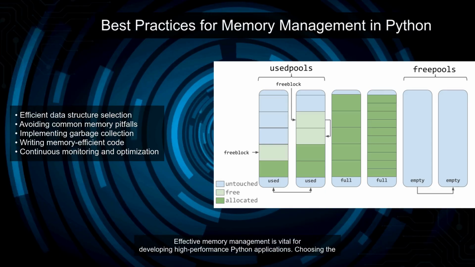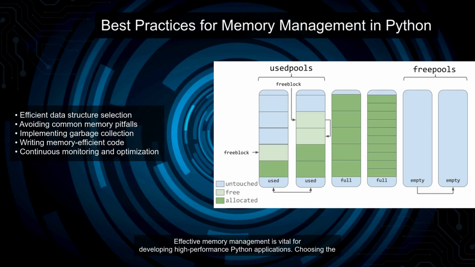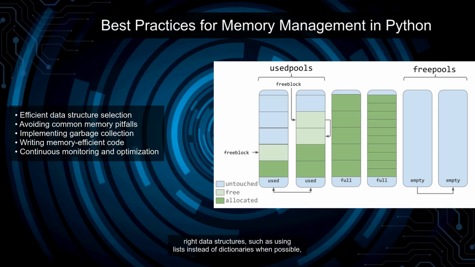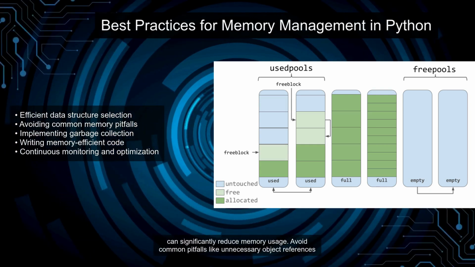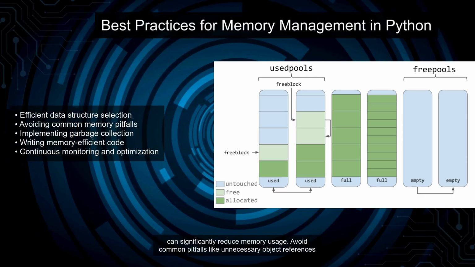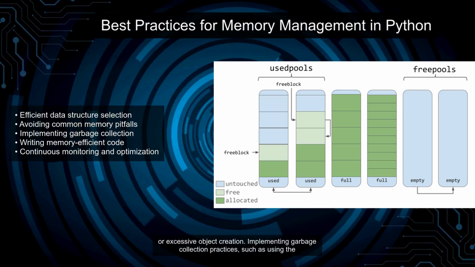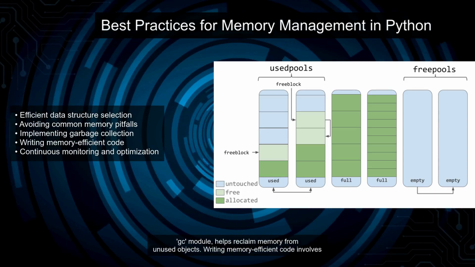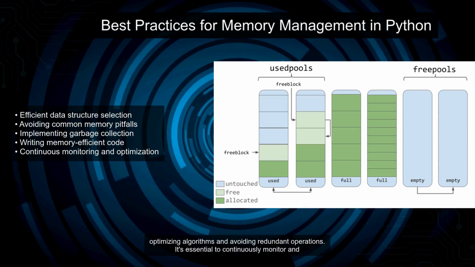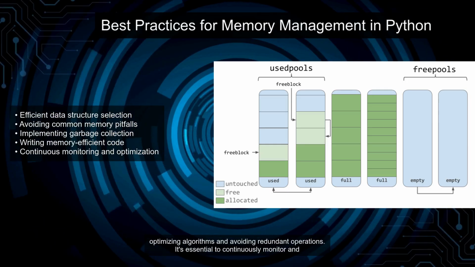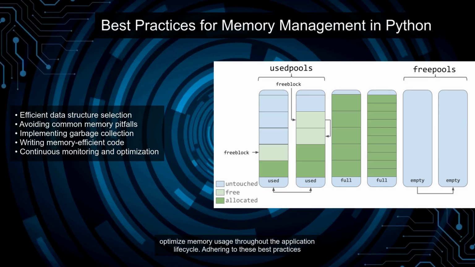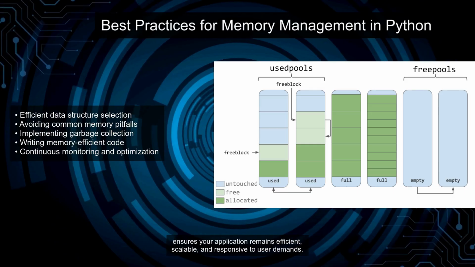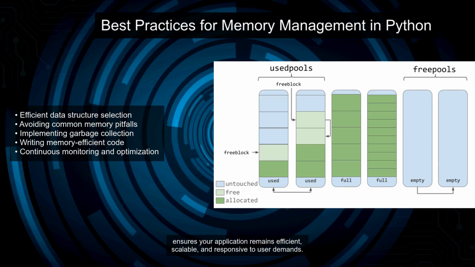Effective memory management is vital for developing high-performance Python applications. Choosing the right data structures, such as using lists instead of dictionaries when possible, can significantly reduce memory usage. Avoid common pitfalls like unnecessary object references or excessive object creation. Implementing garbage collection practices, such as using the gc module, helps reclaim memory from unused objects. Writing memory-efficient code involves optimizing algorithms and avoiding redundant operations. It's essential to continuously monitor and optimize memory usage throughout the application lifecycle. Adhering to these best practices ensures your application remains efficient, scalable, and responsive to user demands.